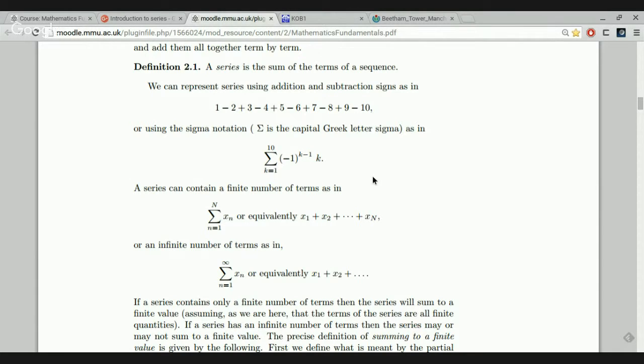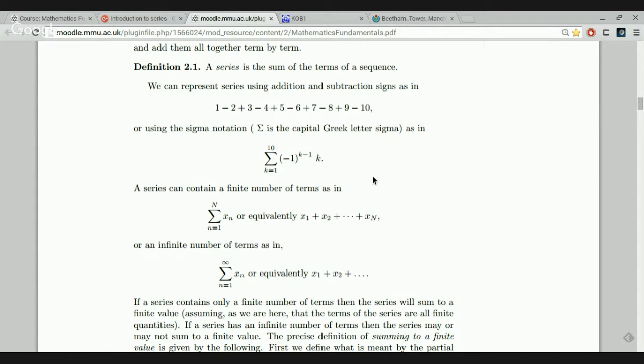So the first thing to do is satisfy yourself that those two things mean the same. So this summation index here, you see the (-1) to the power k minus 1. Well, when you take -1 to any integer power, you either get +1 or -1, depending on whether the power is an odd or an even number.